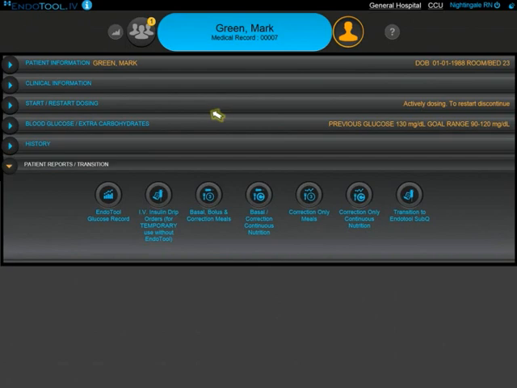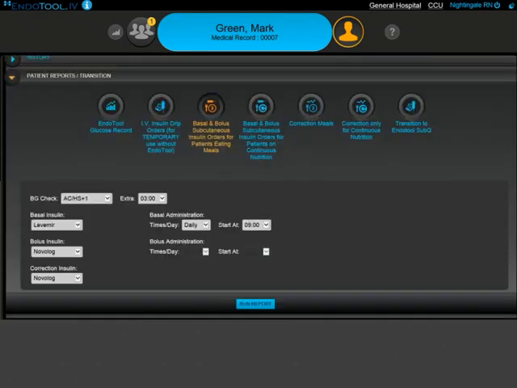The options that are available for use in transition have been set by your medical director. The user then selects the options ordered by the patient's physician. Once completed, the user can print a hard copy of the recommendations for approval and input into CPOE.